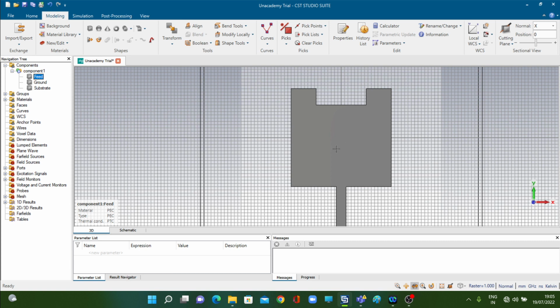Okay. So this is the basic way in which we cut out a slot from a patch.